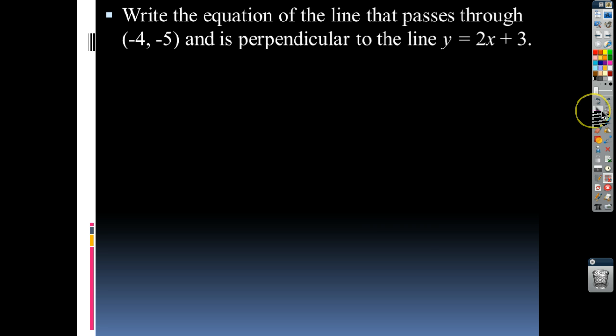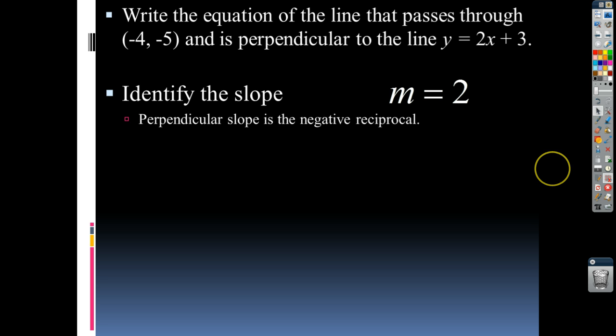Okay, let's try another one. Now we're going to write the equation of a line that passes through (-4, -5) and is perpendicular to the line y equals 2x plus 3. Steps are really the same. First, let's identify our slope. Our slope in this line is going to be 2.